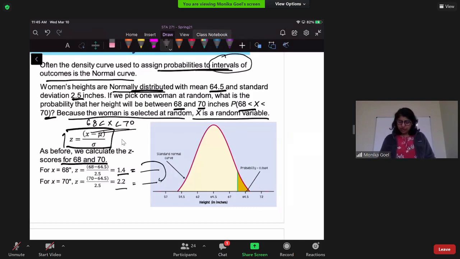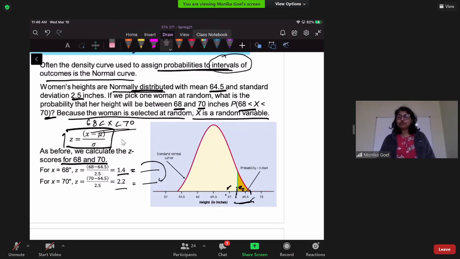So here, when you look at this 64.5, then you add 2.5, it will become 67. That's your first standard deviation. And that's your second standard deviation. And this is between your second and third standard deviation. So you are looking for this area.